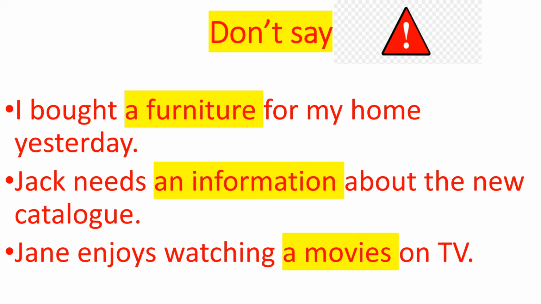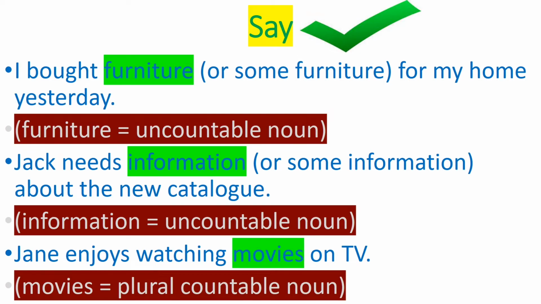Instead, we say, I bought furniture or some furniture. Furniture is an uncountable noun. Jack needs information or some information about the new catalog. Jane enjoys watching movies on TV. Movies is a plural countable noun. So we cannot use a or an with these words.